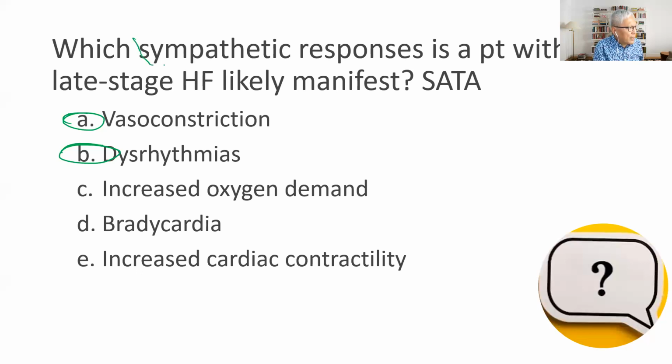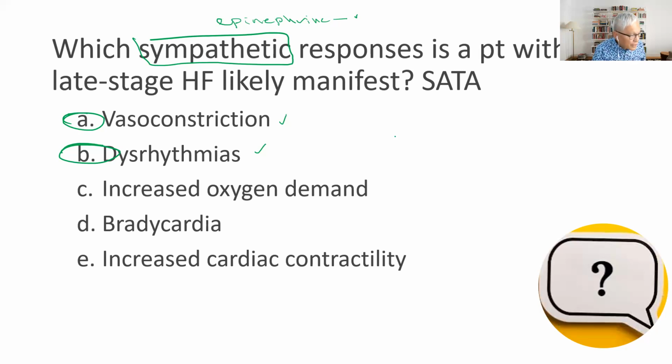Whenever you are talking about sympathetic, always think about epinephrine or adrenaline, because I'm sure that you remember what epinephrine does. So what does it do to blood vessels? It causes vasoconstriction, and it also causes an increase in heart rate. So that will increase dysrhythmias. Unfortunately, these are going to be the only mechanisms that individuals who have end stage or late stage heart failure are going to have. Okay, so not bradycardia, but actually tachycardia.